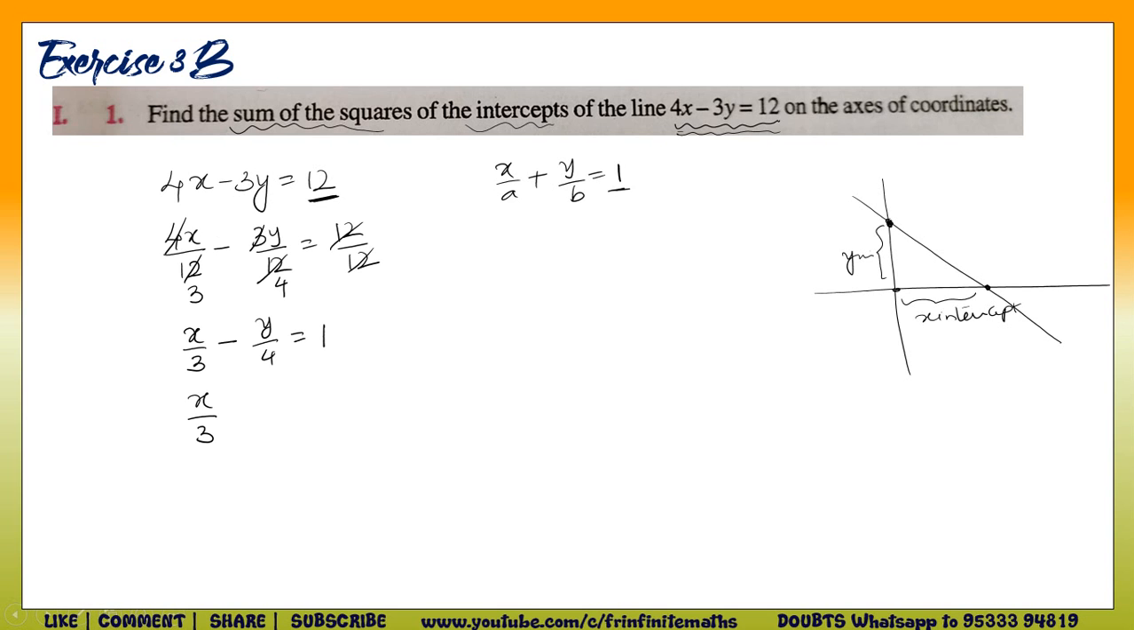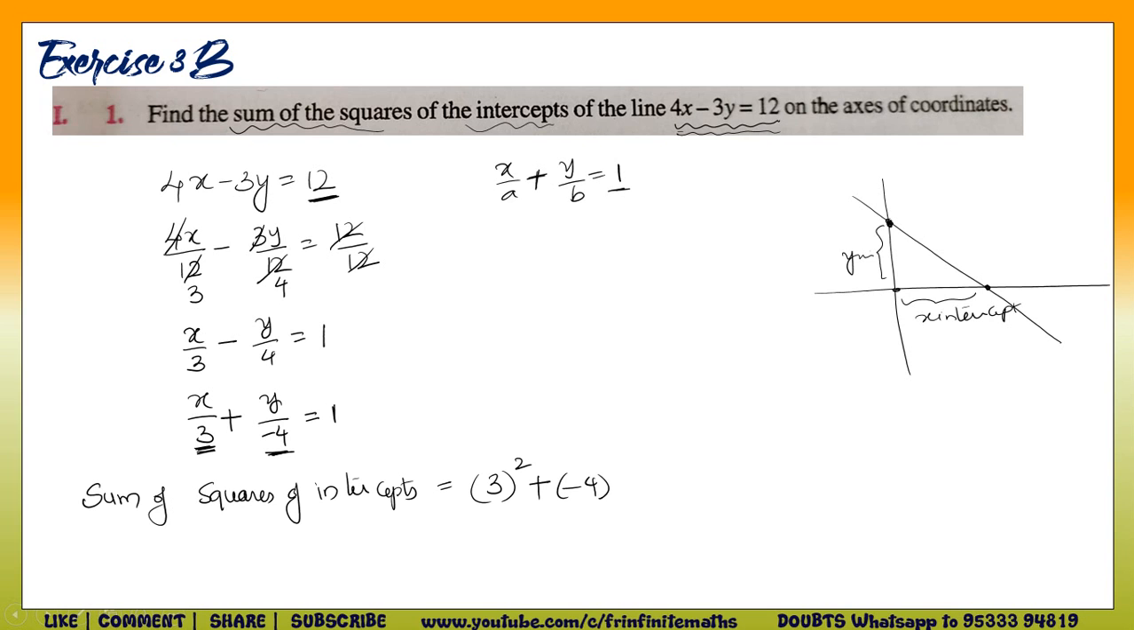Again I can write this as x by 3 plus y by minus 4 is equal to 1, since I need the x by a plus y by b form. Now from this, on comparison, what is a? a is the x-intercept, b is the y-intercept. So 3 is the x-intercept and minus 4 is the y-intercept. Now what did he ask? The sum of squares of intercepts. The sum of squares of intercepts is given by 3 whole square plus minus 4 whole square. 3 square is 9, minus 4 whole square is 16. So 16 plus 9 is 25. This is my sum of squares of intercepts.